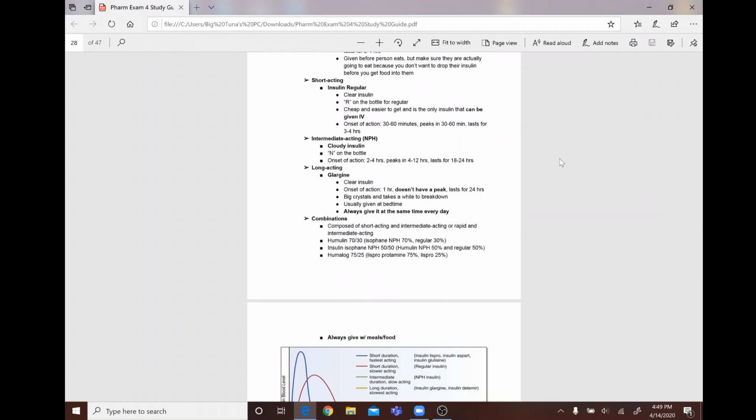Long acting insulin is Glargine. It's clear. Takes 1 hour for onset of action. Does not have a peak. Lasts 24 hours. Big crystals and takes a while to break down, usually given at bedtime. Always give it at the same time every day.